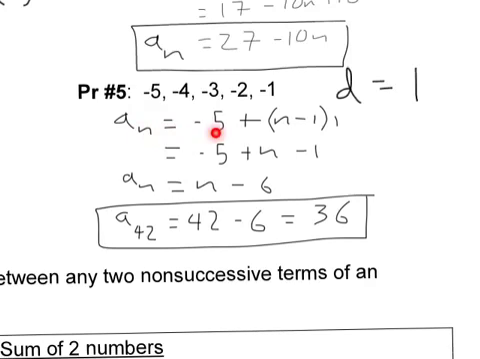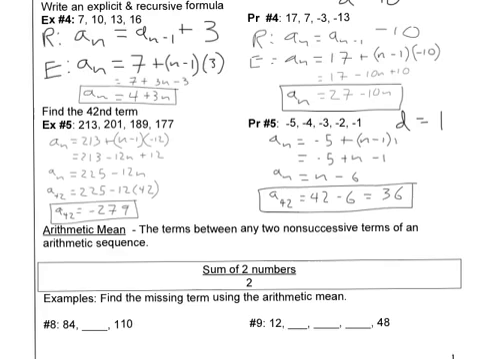Okay, here's what the explicit formula should look like initially. You could solve it down to just get n minus 6. So plug in 42, and 42 minus 6 is 36. Alright, let's move on. Now we're ready to talk about the arithmetic mean.